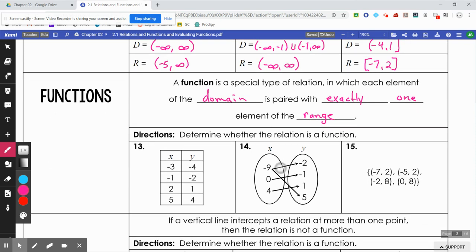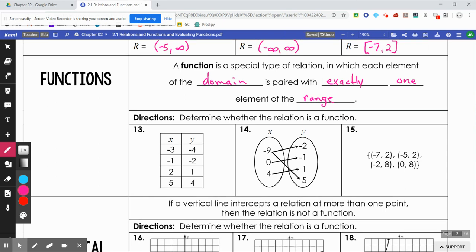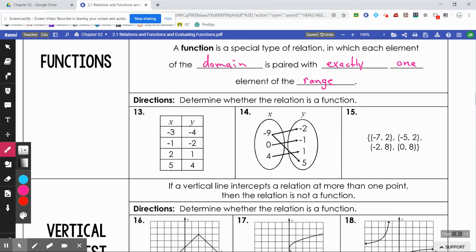So let's look at some of these examples and say, okay, which ones of these are functions, which ones are not. Each element of the domain, each one of these x values, can only be paired with a single y value. Negative 3 is paired with nothing but negative 4. Negative 1 is paired with nothing but negative 2. And you can continue on, and yes, this would be a function.